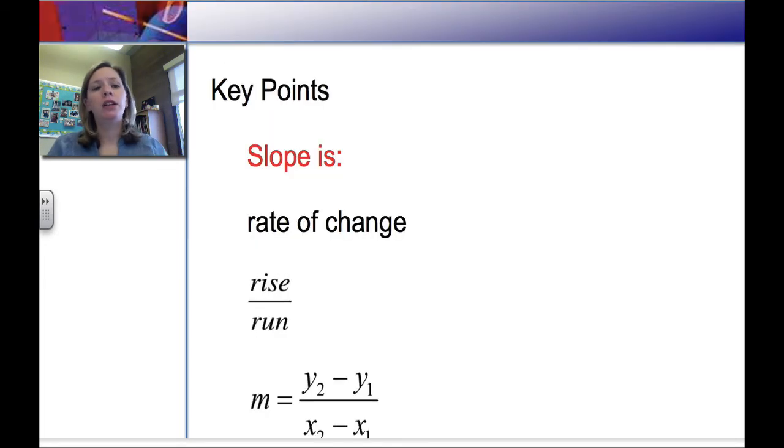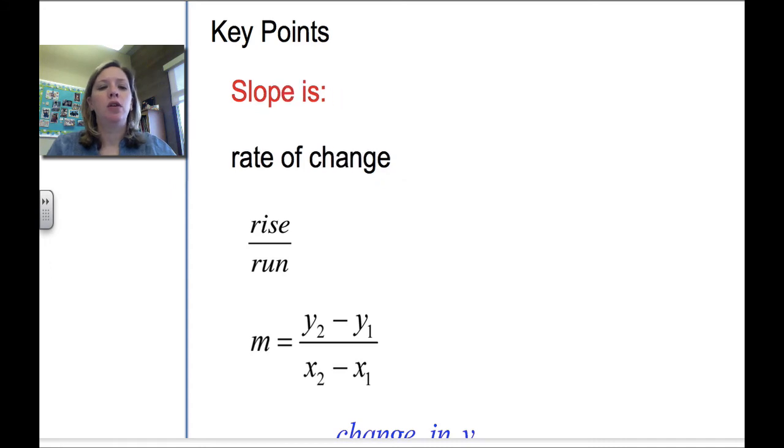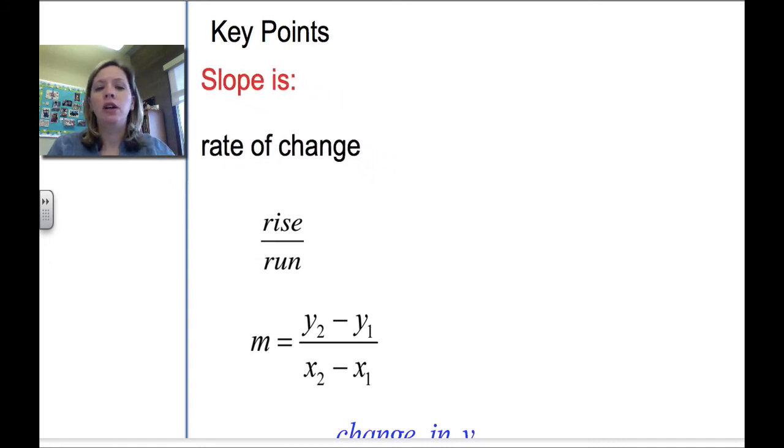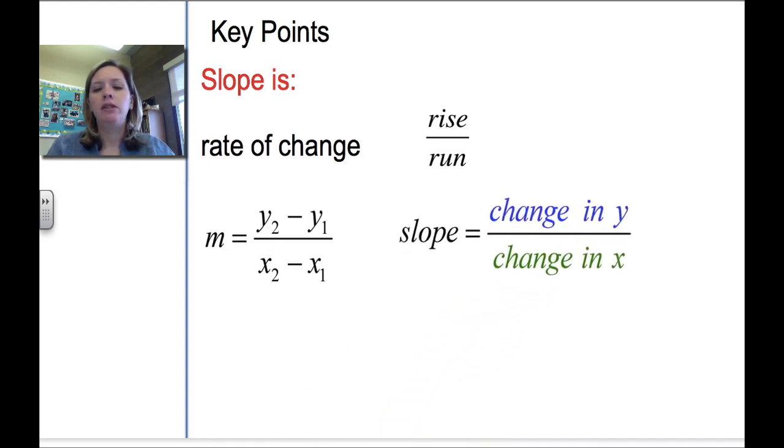All right, so that's it, but I'd like you to write down some of the key points from this lesson and have those in a nice part of your summary. So the key points about slope is that slope is rate of change. Slope can be represented as rise over run. The formula for slope is y2 minus y1 over x2 minus x1. But all that means is we're looking for the change in y divided by the change in x, which we can also represent with our deltas, delta y over delta x. Okay? So I want you to write down these key points, use them as you're practicing the homework problems today.